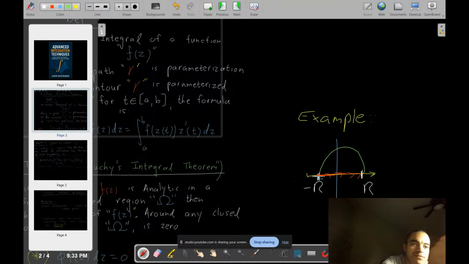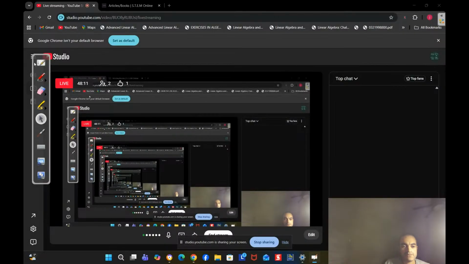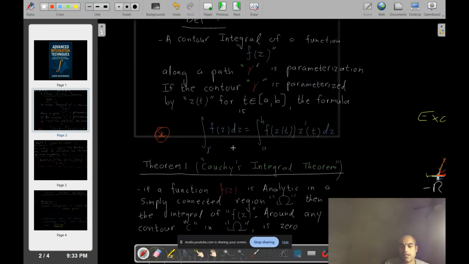So that's my upper semicircle, and you can see the trajectory is going like this. It goes from minus r to r, and then it goes up like this from r to minus r. Quite often when we do these integrals, we have to go from a certain type of framework. Quite often for upper and lower semicircles, we go from minus r to r, and then we go from r to minus r. So that's an example of one contour.